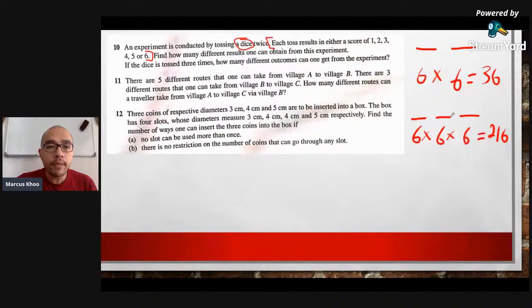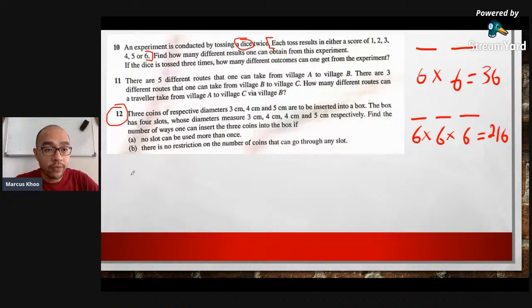Okay. Now, I want to purposefully take a look at this question because this is the kind of question that is very generally asked lah. So you have 3 coins of respective diameters. Kamu ada 3 duit shilling. Okay, one is 3 centimeters, one is 4 centimeters, and one is 5 centimeters in diameter. Okay, are to be inserted into a box. Okay, and this box has 4 slots.